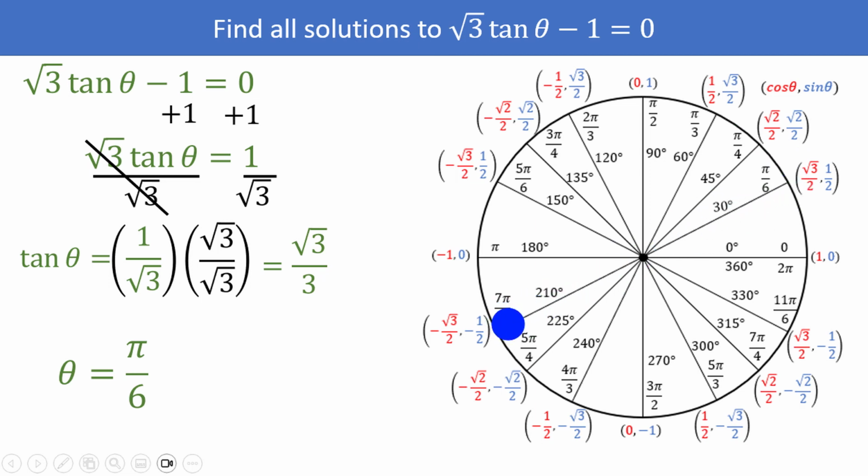If I add pi again, I'll be at an angle coterminal with pi over 6. I can add pi as many times as I want, or subtract pi as many times as I want. And in either case, I will get an angle, that tangent of which will give me the square root of 3 over 3. So the way that we represent this is we say plus k times pi, again with k being an integer.